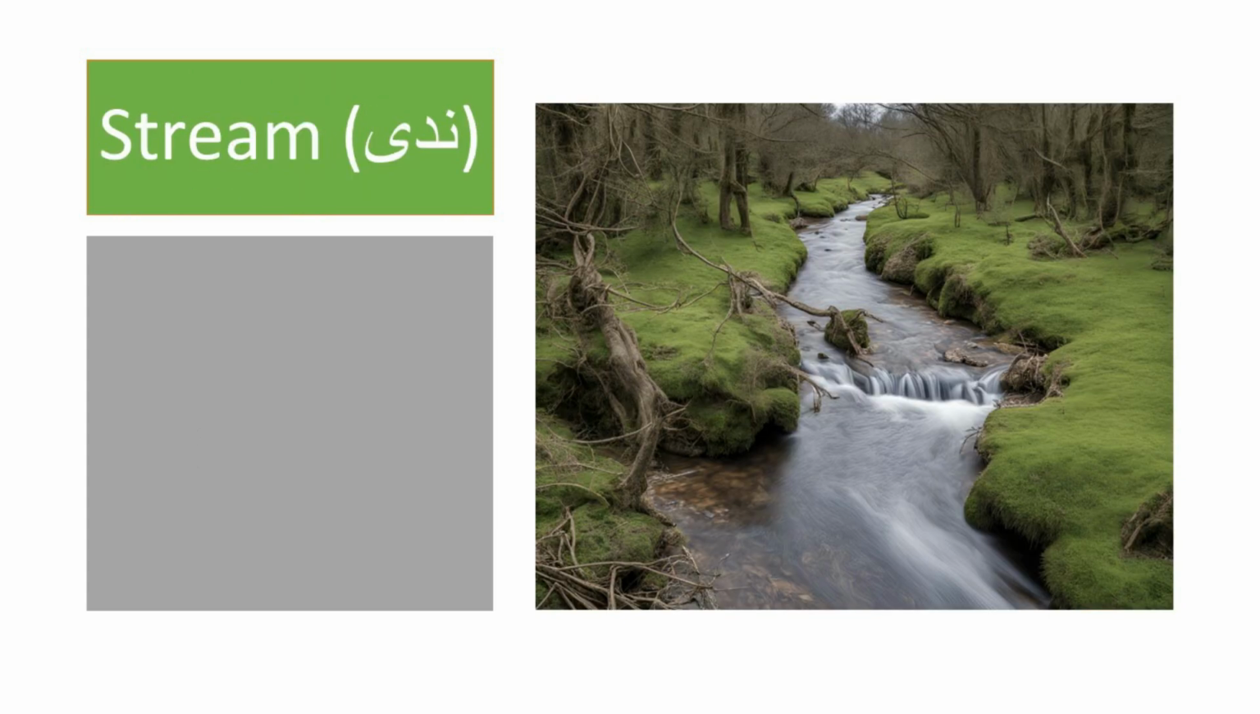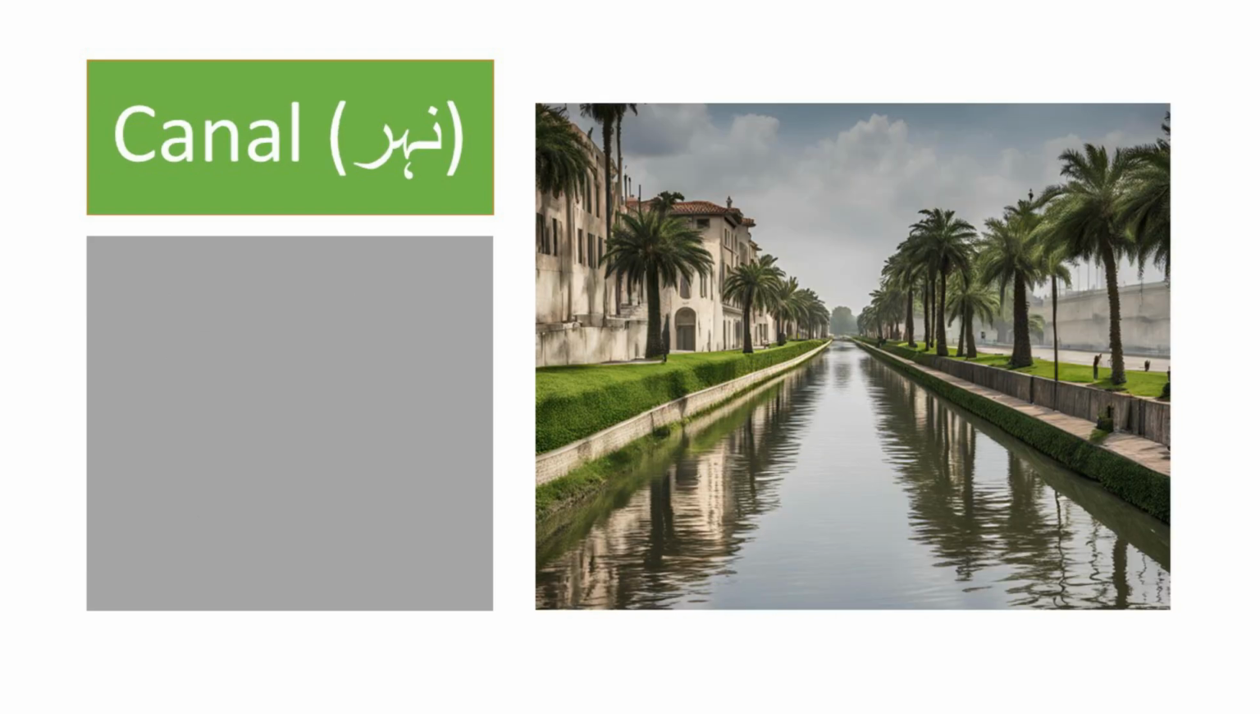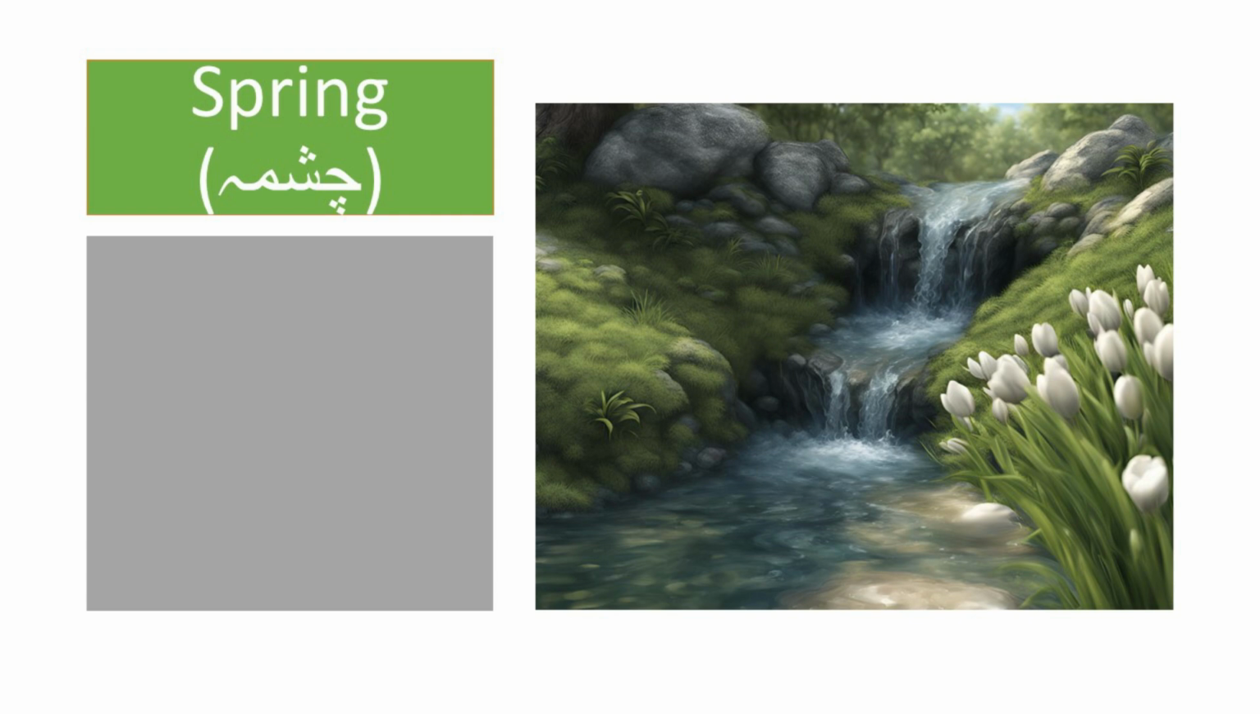Then we are going to talk about a stream. A stream is another body of water. It flows naturally on a fixed route and usually it flows at ground level. A canal is an artificially made narrow channel of water. It is used for transportation of different objects. Sometimes it is used for the sake of agricultural irrigation.